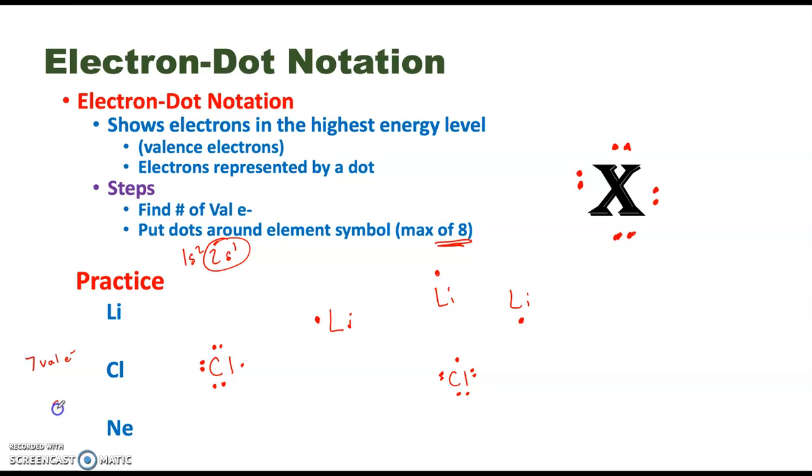Neon. Neon has 8 valence electrons. So I write the symbol, and because it's 8, there's only really one way you can do this. It's the full set. So you double them up. First you single 4 up, then you double them up from there. So that would be neon. I got the symbol with 4 pairs of valence electrons around it.